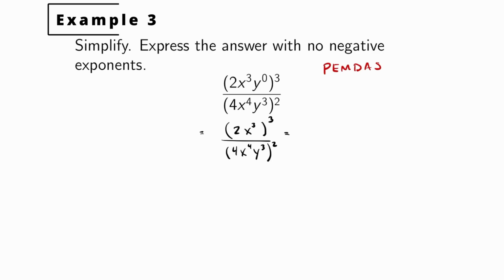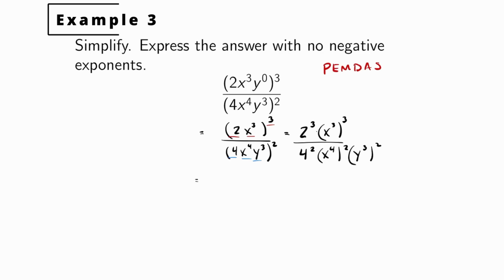Now, again, each factor in here, I'm going to raise that to the 3rd power. So what we get then is we're going to get 2 cubed, let me write that a little neater, 2 cubed, and then x cubed, cubed. And in the denominator, I have 3 factors, right? 4x to the 4th, y cubed. So I'm going to get 4 cubed, or sorry, 4 squared. I'm going to square each one. So we're going to get 4 squared times x to the 4th squared, and then y cubed squared.